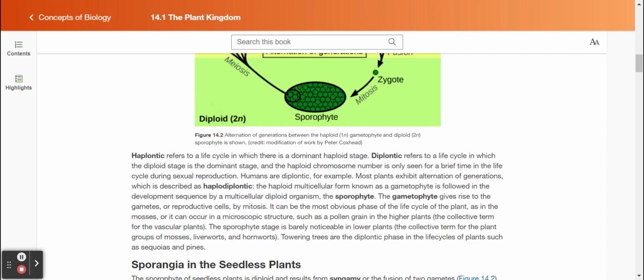can occur in a microscopic structure, such as a pollen grain in the higher plants, the collective term for the vascular plants. The sporophyte stage is barely noticeable in lower plants, the collective term for the plant groups of mosses, liverworts, and hornworts. Towering trees are the diplontic phase in the life cycles of plants, such as sequoias and pines.